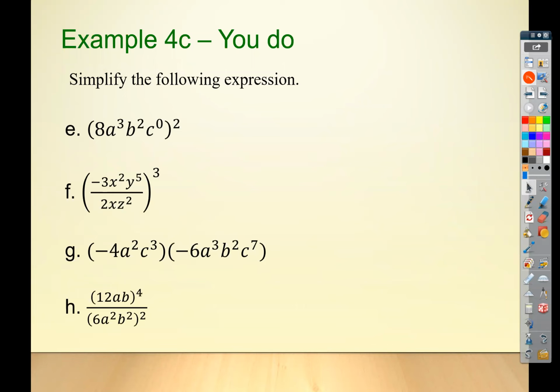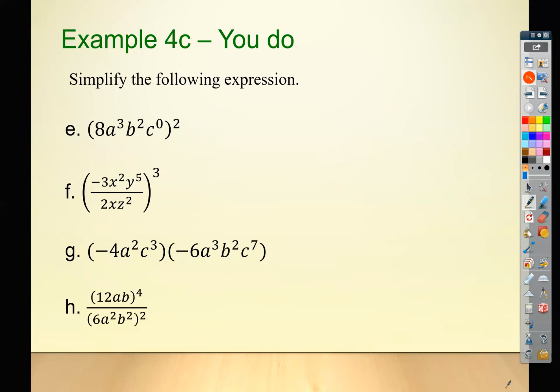Okay, I want you to try these. Okay, I'm going to do some of these with you. I hope you've already done them. So 8 squared is 64. 3 times 2 is 6. 2 times 2 is 4. And 0 times 2 is 0. So c to the 0 is 1. So you just list this.